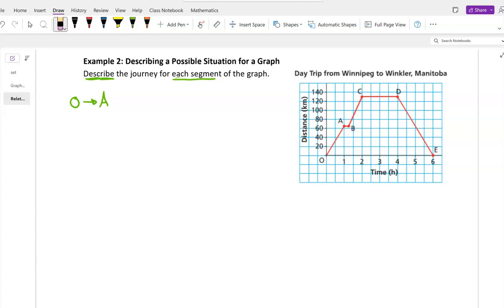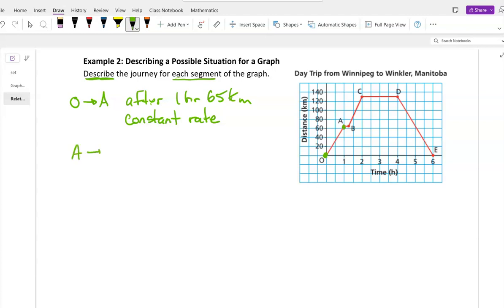Okay, so this is going to mean the distance from Winnipeg. This means I'm in Winnipeg. The distance is 0 when time is 0. After 1 hour, it looks like I've traveled about 65 kilometers. Okay, I should also say that it was a constant rate. That means my speed was consistent because the distance I was traveling went up at a constant amount.